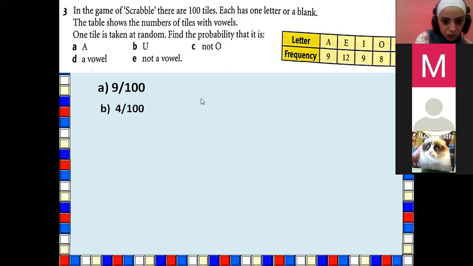Rashid Abu Shwayman. C, which is not O, which is 34 to 100. Why 34? Because it's not O, and we will add all of the frequency that it's not O, which is 34. No, look, Rashid. Choosing O. What is the probability of choosing O? 8 out of 100. So take away 8 from 100. We don't need the O.